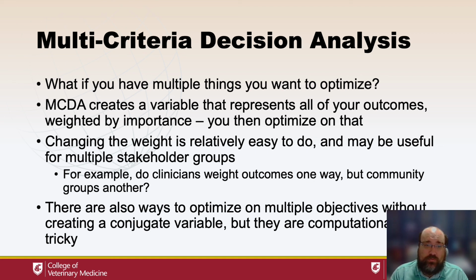There's also ways to optimize on multiple objectives without creating a conjugate variable like this, but these are very computationally tricky, and again, probably require, in many cases, the assistance of someone in computer science or operations research or something like that, where these sort of multi-objective optimization problems are something they think about quite deeply.